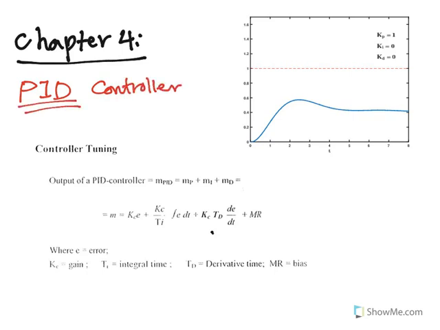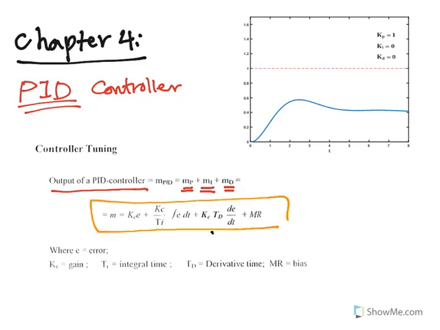PID is proportional integral derivative, and as you remember, the output of the controller, in this case we call it M_PID, equals the output of the controller for the proportional plus the output of the controller for the integral plus the output of the controller in case of the derivative controller. So if we combine them, we're gonna get this equation, and you should remember this equation.